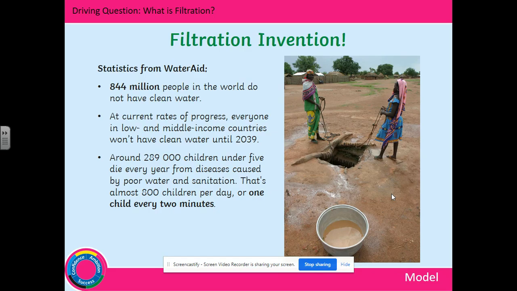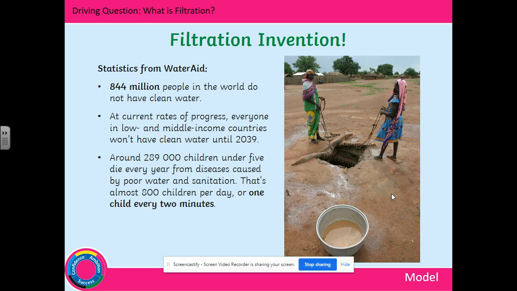There are 844 million people in the world who do not have clean water. At current rates of progress, everyone in low and middle income countries won't have clean water until 2039. Around 289,000 children under 5 die every year from disease caused by poor water and sanitation. That's almost 800 children per day, or one child every 2 minutes.